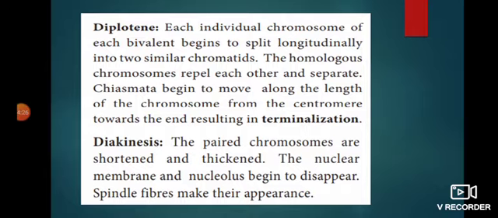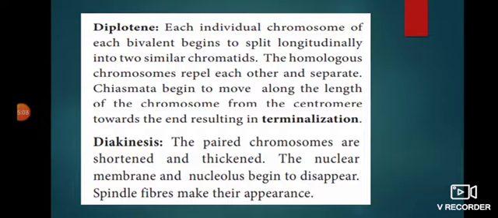Then the next stage is diplotene. Each individual chromosome of each bivalent begins to split longitudinally into two similar chromatids. The homologous chromosomes repel each other and separate. Chiasmata begin to move along the length of the chromosome from the centromere towards the end, resulting in terminalization. That is the movement of chiasma or chiasmata from the centromere towards the end of chromatid is called terminalization.